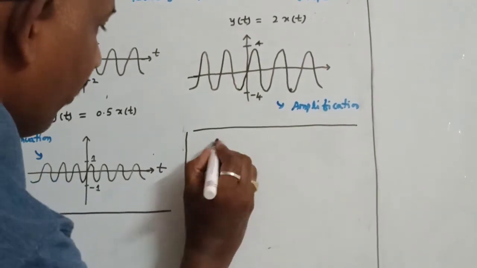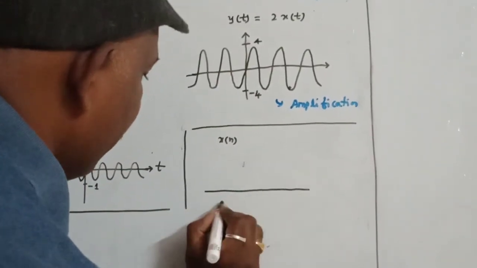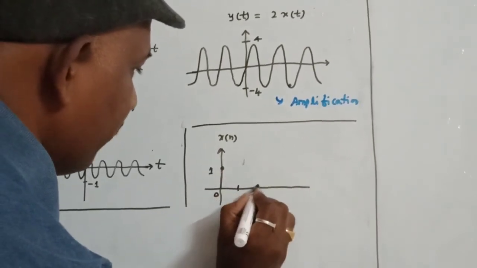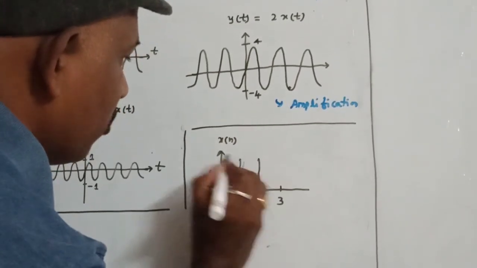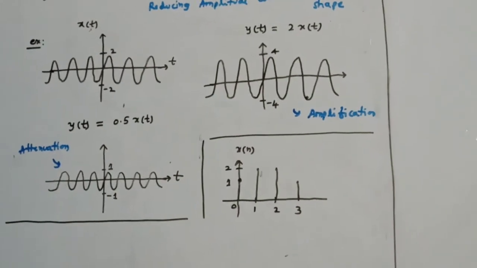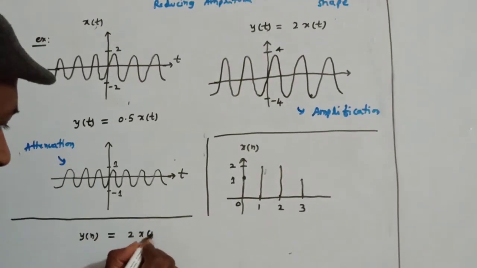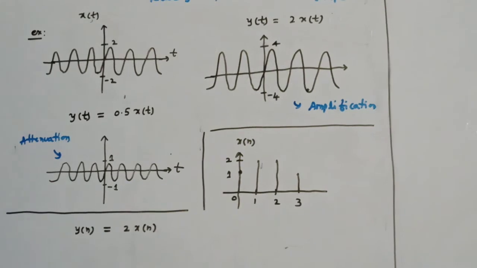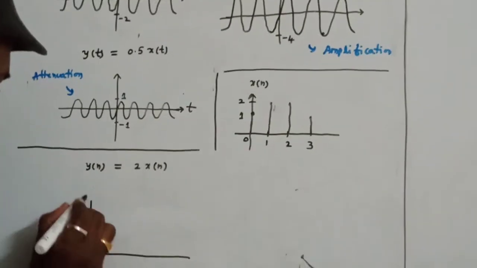For example, if you take a discrete time signal x of n, take our general example that we have been taking. Let us say there are 4 samples, at 0, 1, 2, 3. The amplitudes of these two samples are 2, and this amplitude is 1. Now, if it is asked to draw y of n is equal to 2 into x of n, what we have to do is a simple operation: each sample amplitude must be multiplied by 2.